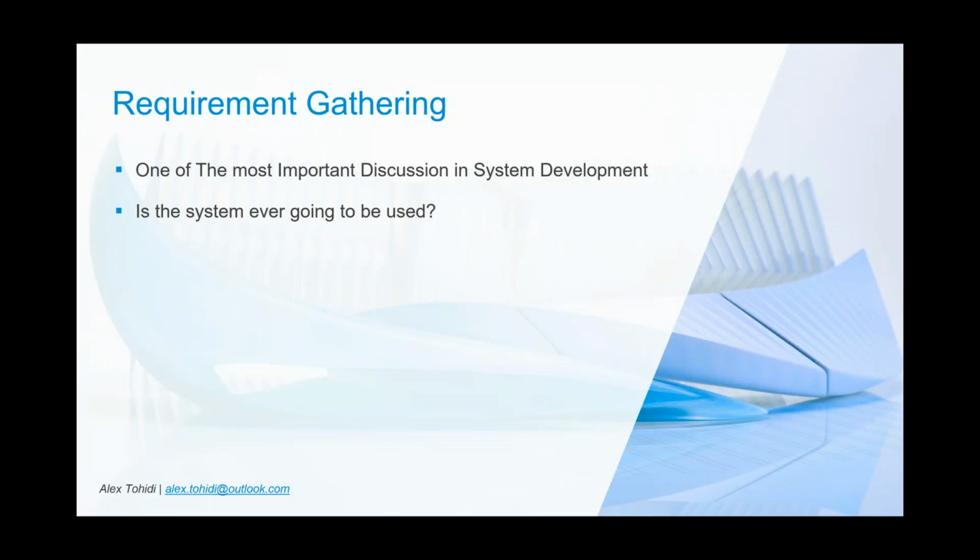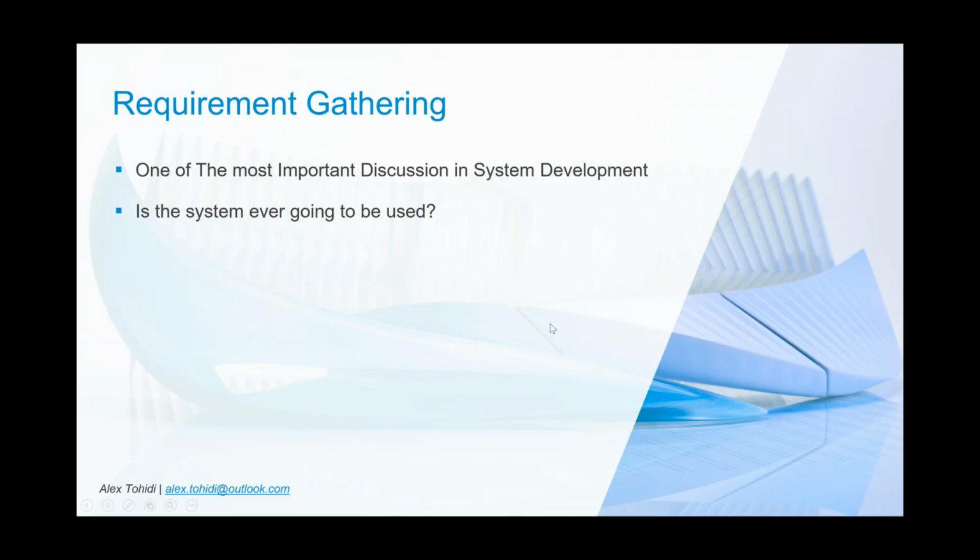Before I go into generative design, it's quite important to know that requirement gathering is very essential in system development. You need to know what the system is, what the expectation from the system is, what the objective of the system is, and whether it is ever going to be used if we implement it. This type of conversation has to take place prior to any implementation, I believe.